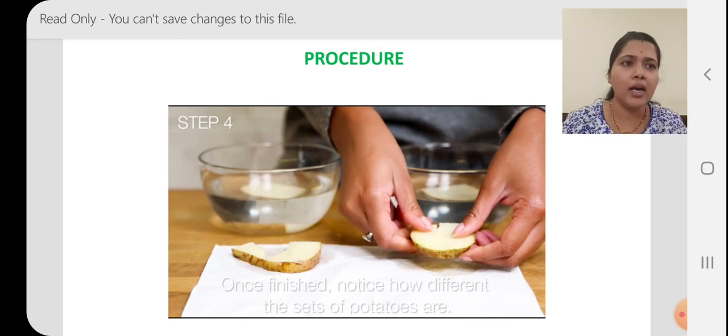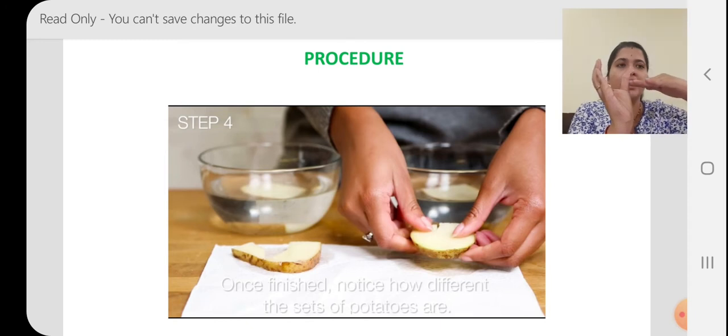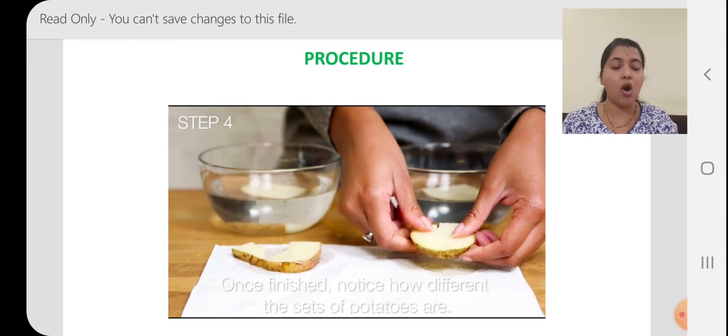Now pour water in a beaker or bowl to half the height of the potato cup. The potato cup is like this. Only till here you pour the water. Ensure the potato cup does not float or submerge in the water. See, imagine. So what happened? Leave the arrangement for half an hour.